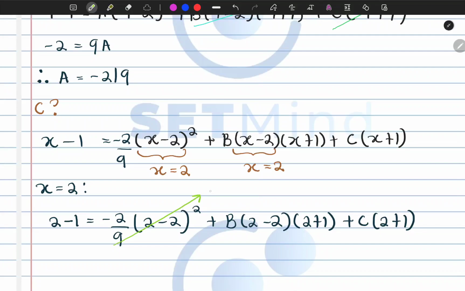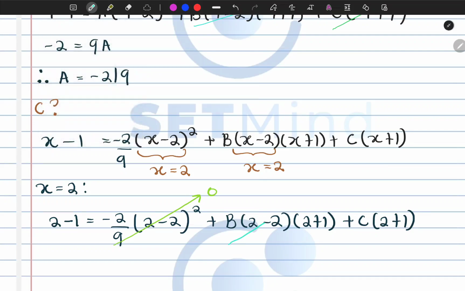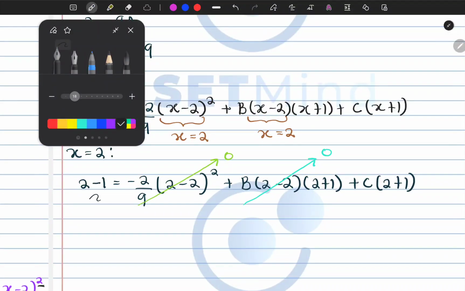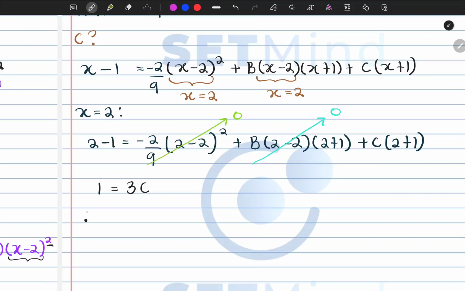So that there is all going to amount to a 0 because of 2 minus 2. And this also will amount to 0. So if you look at what is left, 2 minus 1 is 1, equals 2 plus 1, that will be 3. So we have 3c like this. So if you look carefully, we have successfully found our value of c, which will be 1 divided by 3.